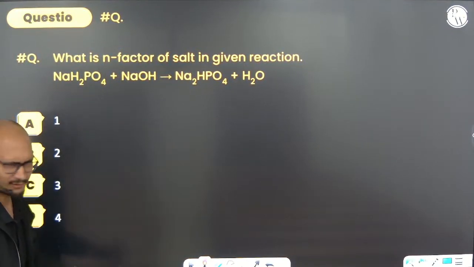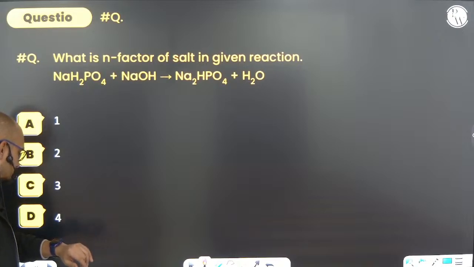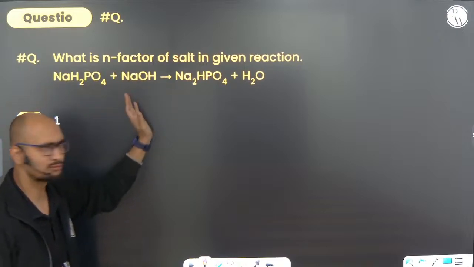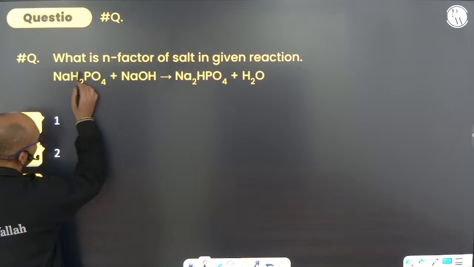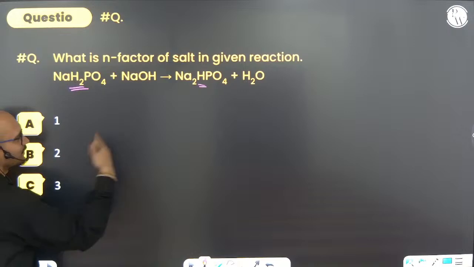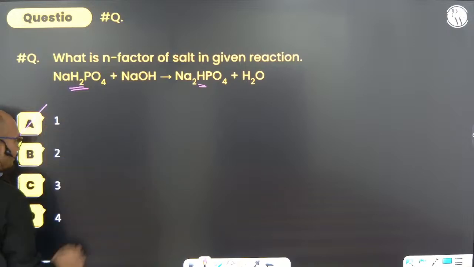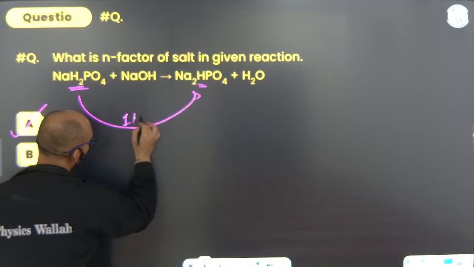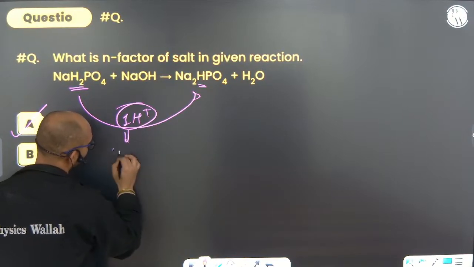Next, what is the n factor of salt in the given reaction? This is this. Okay, not a big deal. Next, you can see that here NaH2PO4. So here how many hydrogens were there? 2. How many hydrogens are there now? 1. How much is the change? 1. So therefore, what is the n factor? I hope you understand it. 1 hydrogen change.